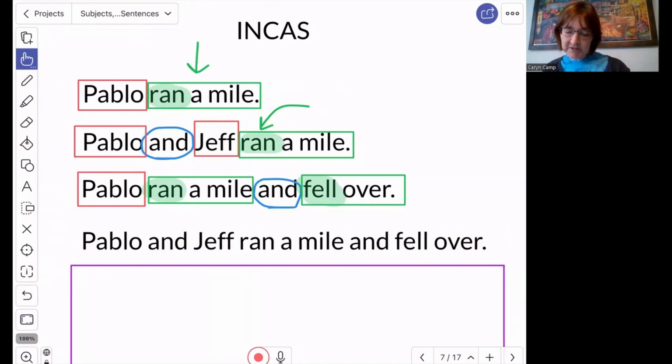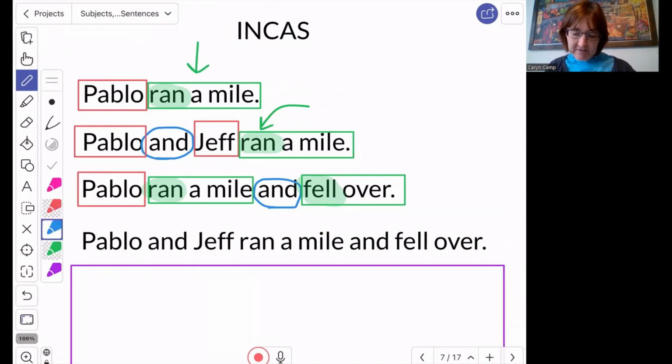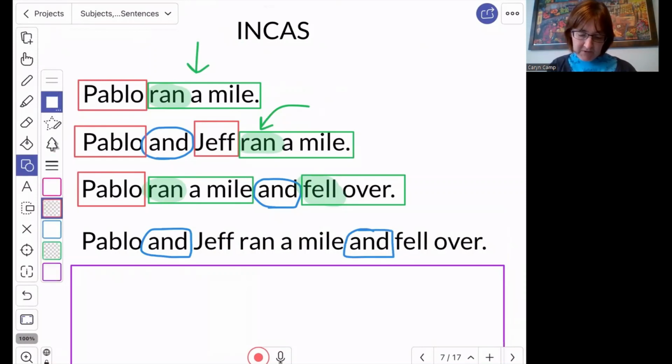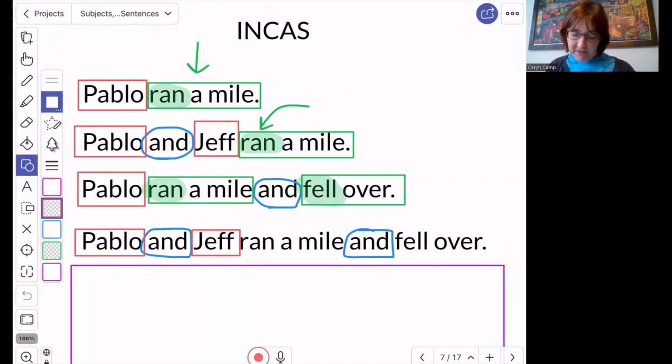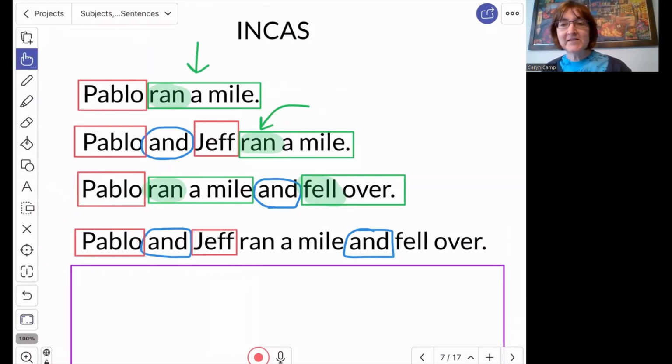All right, Pablo and Jeff ran a mile and fell over. Well, we can see there's 2 ands. There's one here and there's one here. So let's look at our subjects. We've got Pablo and we have Jeff. So we have two subjects. That means a compound subject.